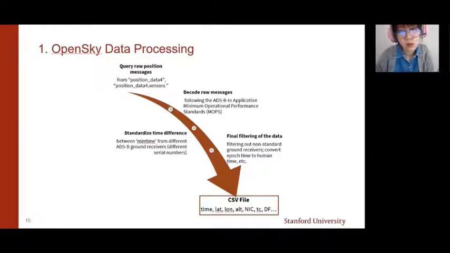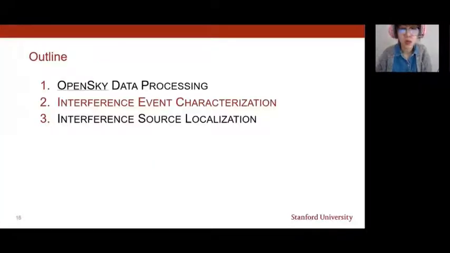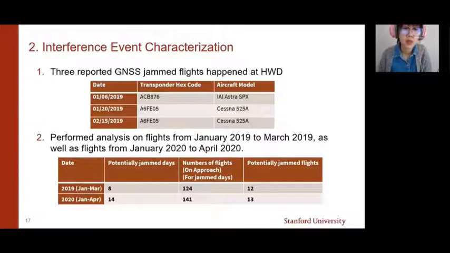So after knowing how we process the ADS-B data, let's move on to the characteristics we identified for interference bands. So we started with 3 known reported GNSS jam flights that happened at Hayward Airport. Based on that, we decided to perform analysis on flights flying by Hayward Airport from January to March in 2019 and from January to April in 2020.